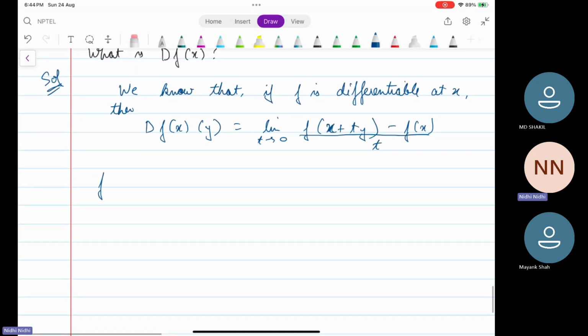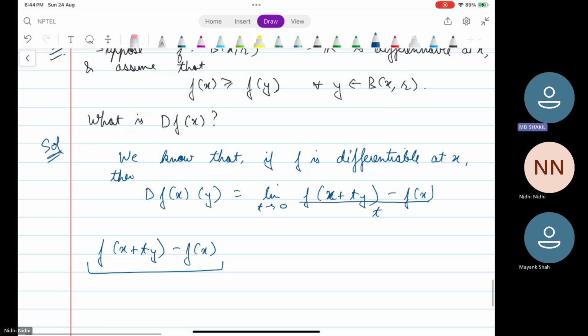Now let's look at f(x + ty) - f(x). Can you tell me its sign, whether this will be positive, negative, or 0, or depend on t? It will always be negative because x is a maximum in the neighborhood. So whatever the value of t is, t can be positive or negative, f(x) will always be greater than f(x + ty) when t is near 0. So this is always negative.